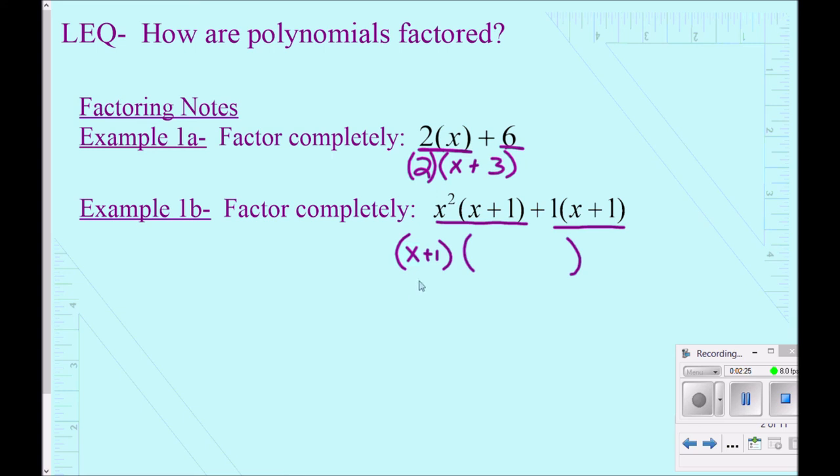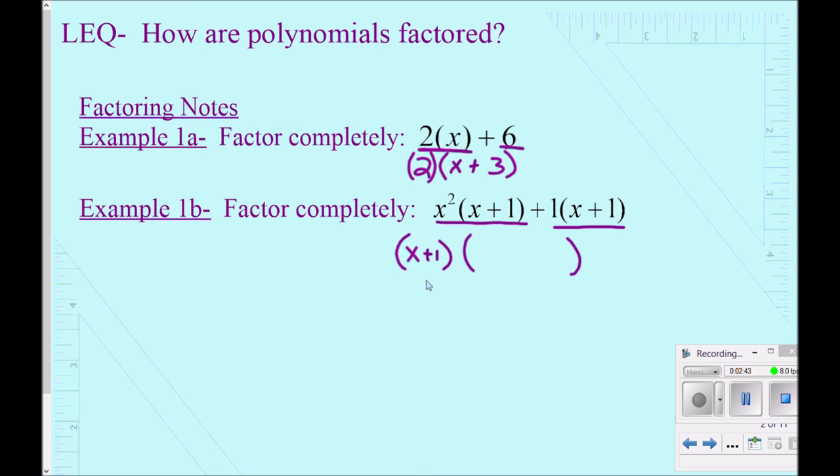So x plus 1 I factored out, and then again, up here after I factored out the 2, I was left with x plus 3. How did I figure that out? Well, I said 2 times what gives me 2x, and I knew x. Then I brought the plus sign down. 2 times what gives me 6? Well, I knew that's a 3. So that's exactly what I'm going to do here.